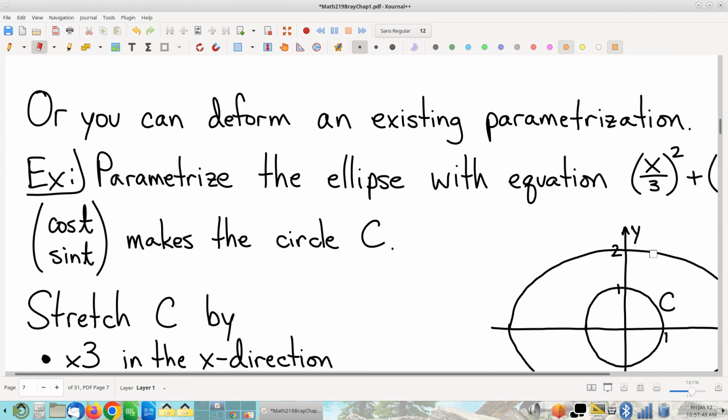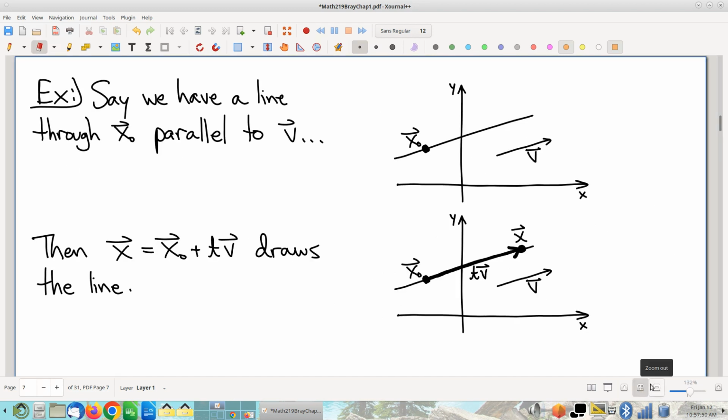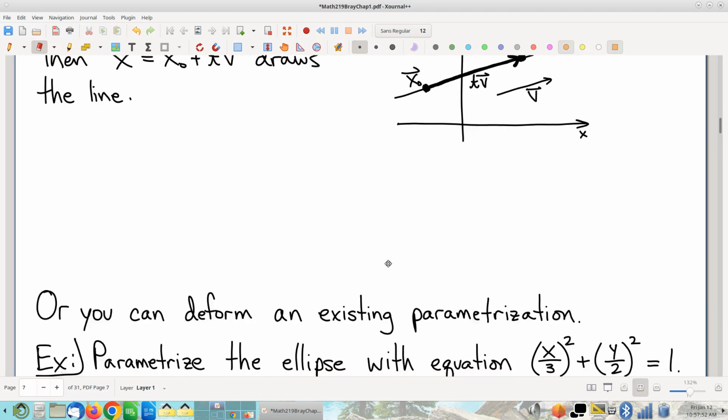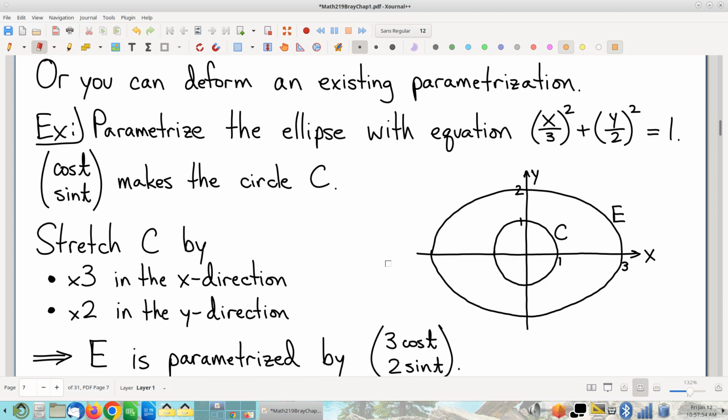Okay. Here's another one. Sometimes what you want to parameterize is very similar to something you've already parameterized. So, for example, we would like here to parameterize this ellipse with this certain equation.